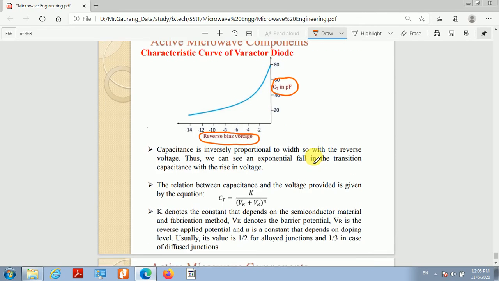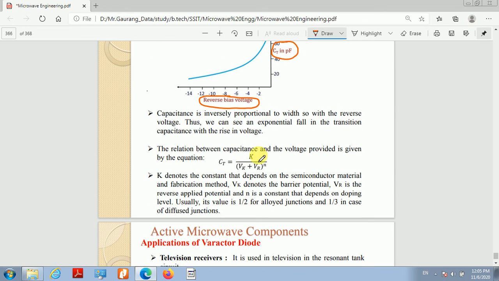reverse bias voltage. And the relation between capacitance and voltage is given by the equation Ct is equal to K times (Vk plus Vr) raised to the power of minus n, where K denotes the constant that depends on the semiconductor material and fabrication method. Vk denotes the barrier potential of the diode. Vr is our applied reverse bias, and n is the constant that depends on the doping level of the material.